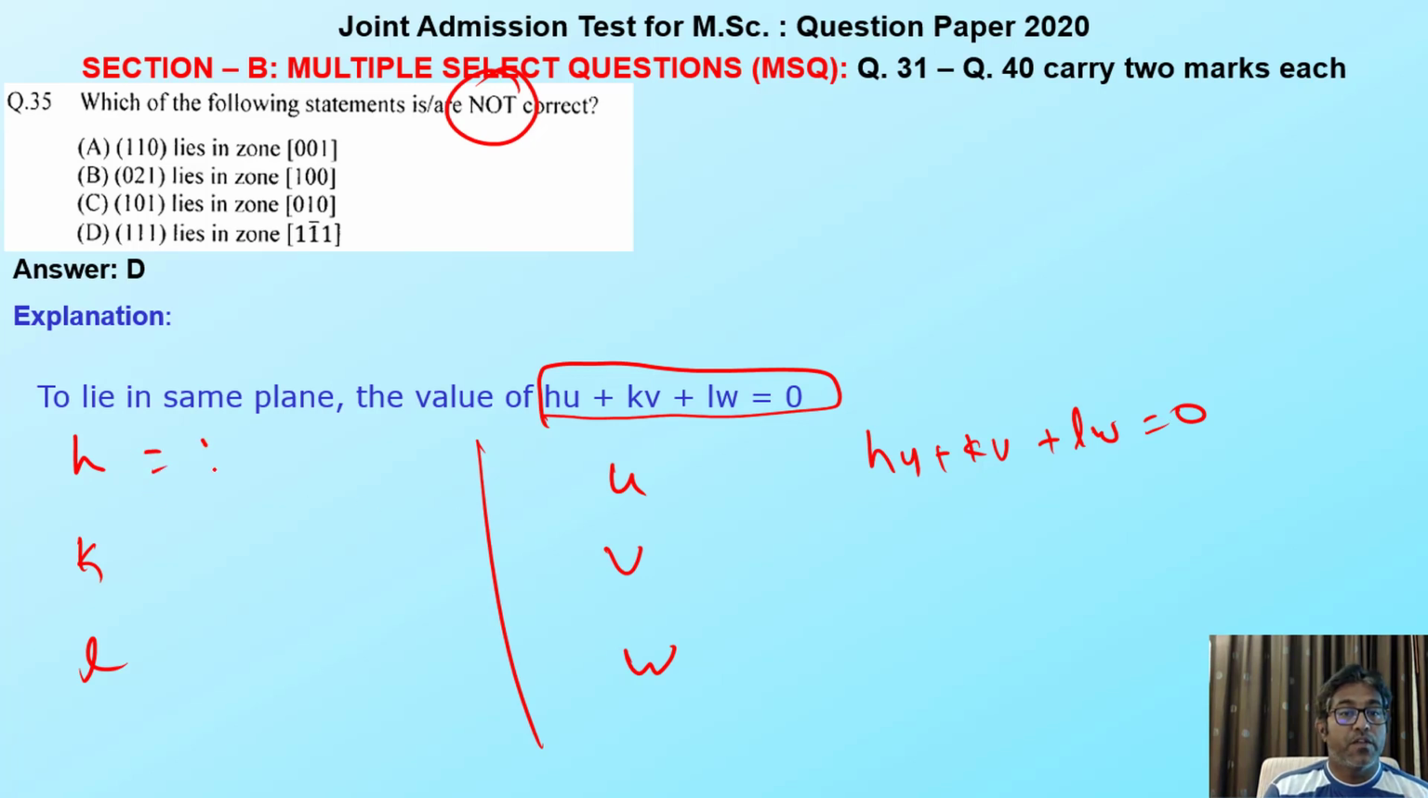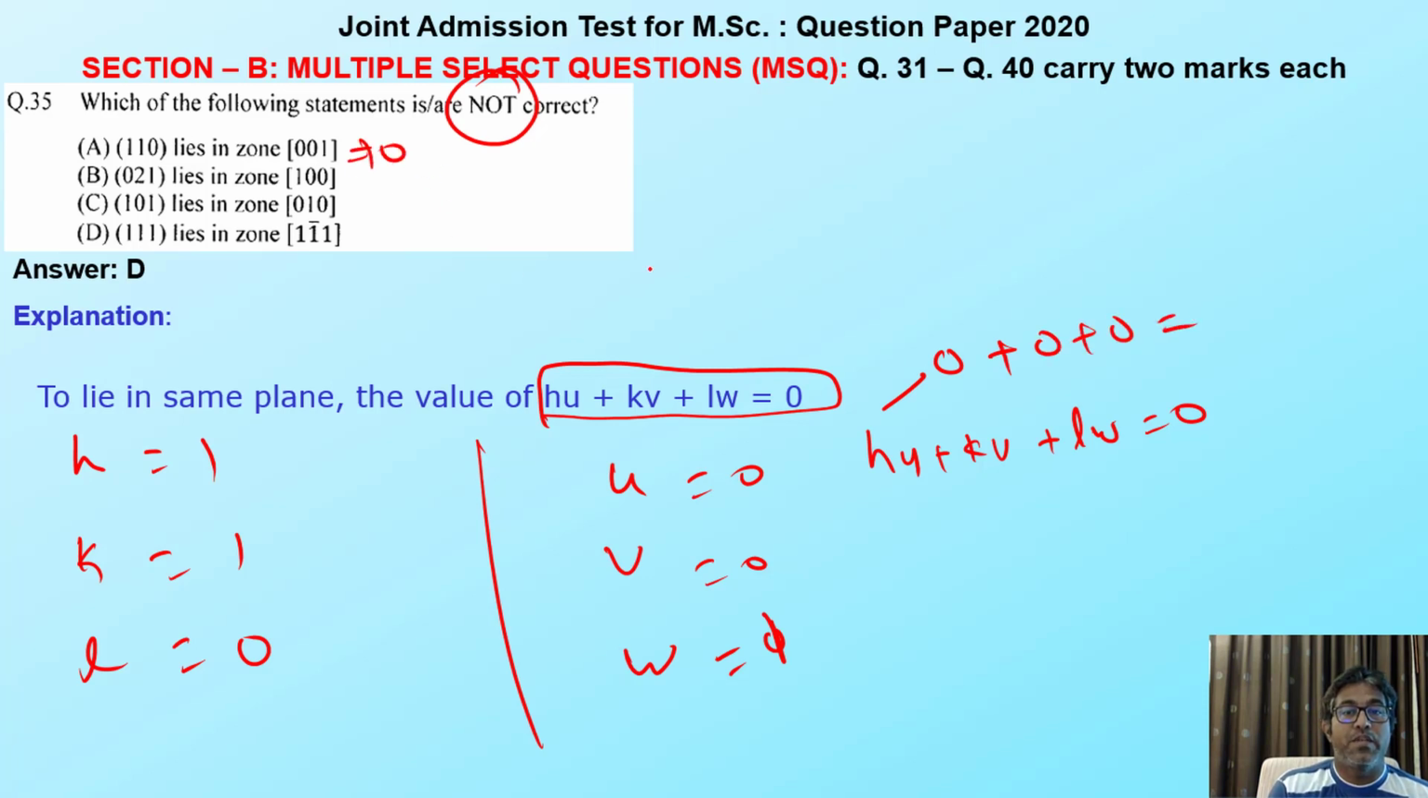Let's see. The first one is 1 1 0. This one is 0 0 1. If I multiply these, I get 0 plus 0 plus 0. This means the value is 0, which means it lies in that zone. So this option is correct. Okay, leave it like this.